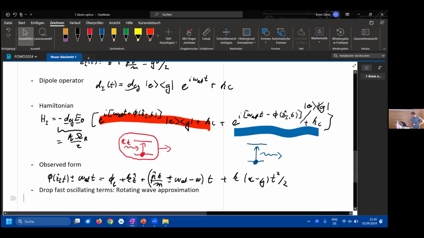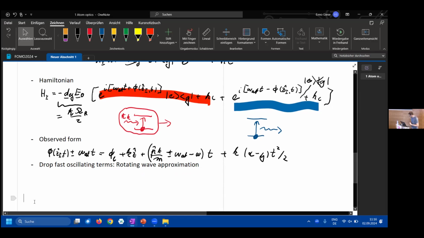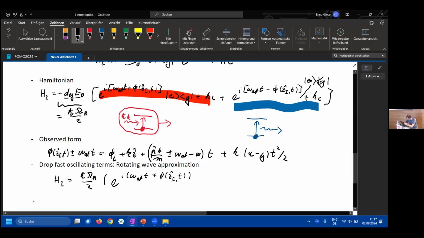Okay, and if we do that, we find a nice form of the Hamiltonian where we only have, in this interaction picture, h bar omega Rabi over 2 times e to the I omega atom times t plus phi in the interaction picture, of course an operator, times the excitation plus the inverse process. Okay, and that's now what we're going to work with.